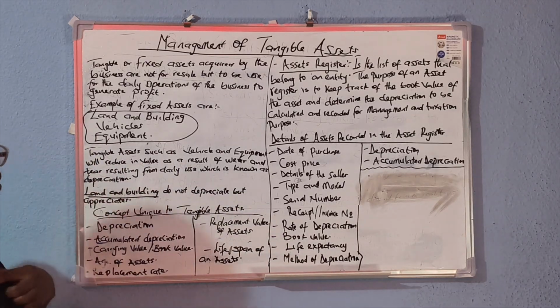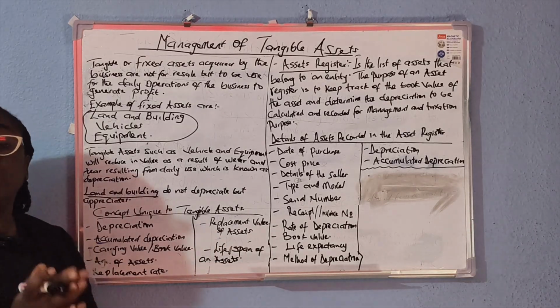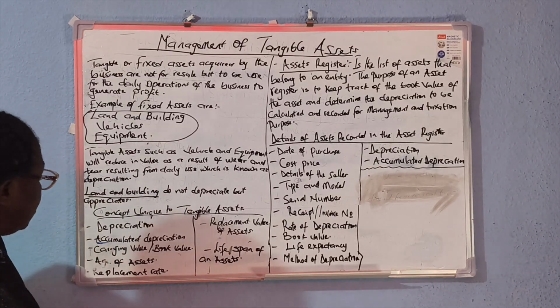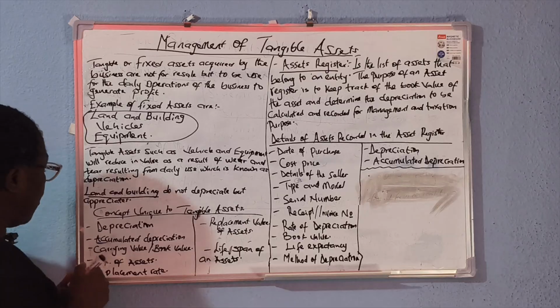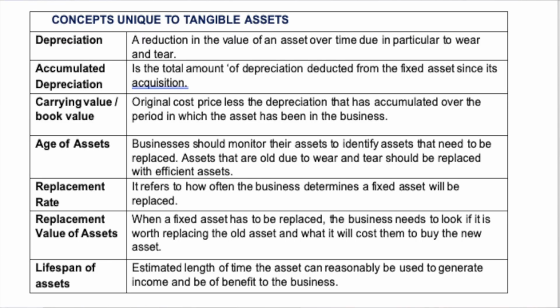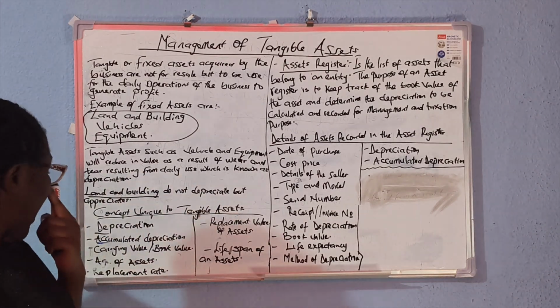Now, there are some concepts unique to tangible assets. There are certain concepts you should familiarize yourself with when we talk about tangible assets. The first of these is depreciation. I have just explained depreciation. We said depreciation is the reduction in the value of an asset, and that reduction is as a result of daily use, which leads to wear and tear.